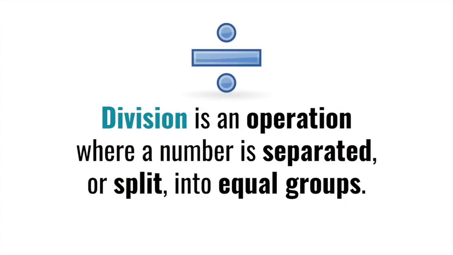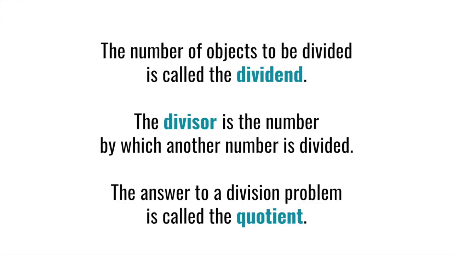Division is an operation where a number is separated or split into equal groups. The number of objects to be divided is called the dividend. The divisor is the number by which another number is divided. The answer to a division problem is called the quotient. So you would start with a dividend, the number being divided. You would divide by the divisor, the number doing the dividing, and your answer will be the quotient.